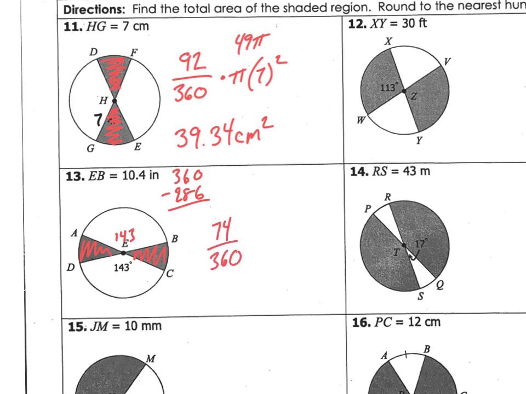So 74 over 360 times, they tell us that EB, perfect, EB is 10.4. That's the radius right here. So times pi 10.4 squared. 10.4 squared is 108.16 pi. All right, 74 divided by 360 times 108.16 pi gives me 69.85 inches squared.